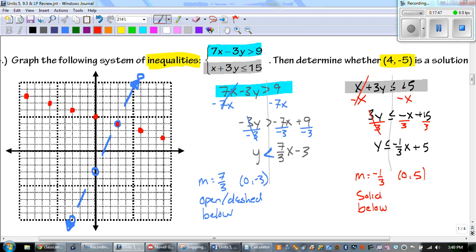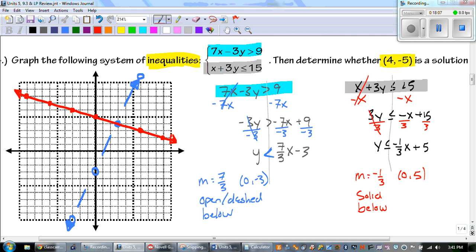Now, remember that this is a negative slope, so your line needs to be going down. Okay? So from left to right, this line is falling. Okay? I'm just lining up my ruler again. There is my line.